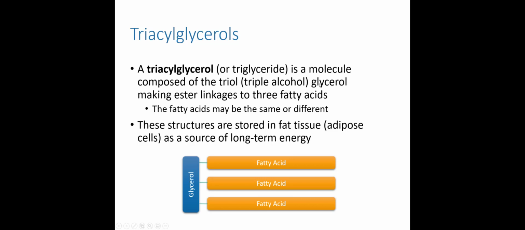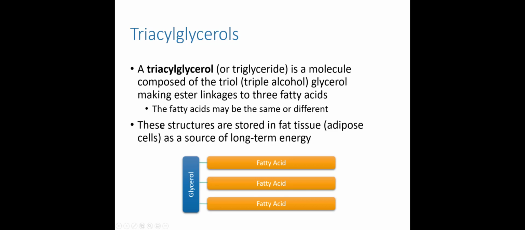And then those make ester linkages to 3 fatty acids. So each one of those alcohols combines with a fatty acid to make 3 esters. So we call that a triester. There is no requirement that these fatty acids be the same. For some triacylglycerols, all 3 are the same fatty acids, and in others they could all 3 be different.